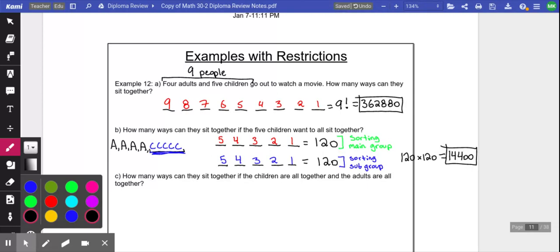Awesome. Part C. How many ways can they sit together if the children are all together and the adults are all together? So they went out to a movie and the kids are like, we all want to be together. And the adults are like, well, we all want to be together too. We don't want to be near you kids.